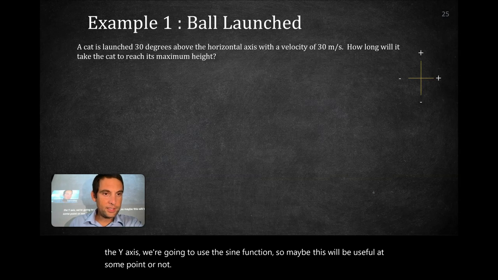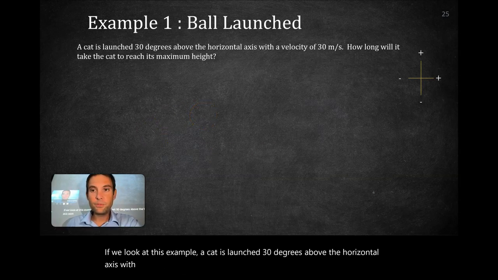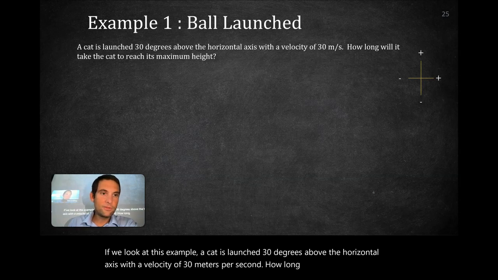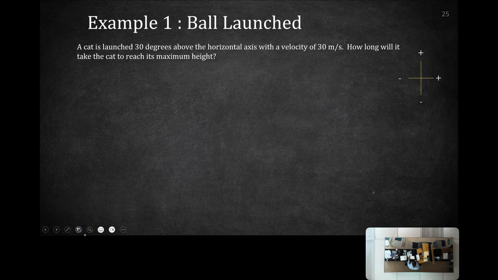If we look at this example, a cat is launched 30 degrees above the horizontal axis with a velocity of 30 meters per second. How long will it take for the cat to reach its maximum height? Here we have a cat launched 30 degrees above the horizontal axis with a velocity of 30 meters per second. How long will it take the cat to reach its maximum height?